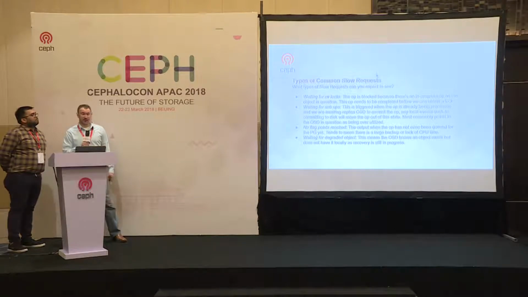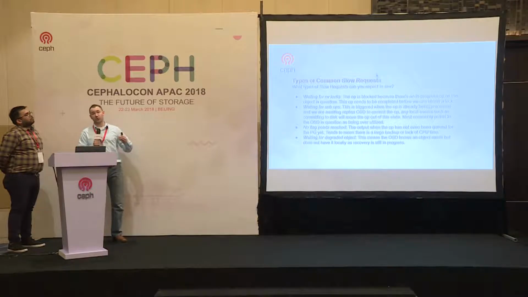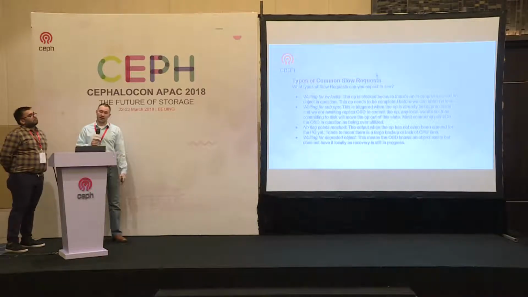Waiting for degraded object. So basically the OSD is aware that an object exists, but that object hasn't been replicated a specific number of times per the replica value set in the pool, so 3 for example. This is the only type of slow request which will actually block the I/O to that object.